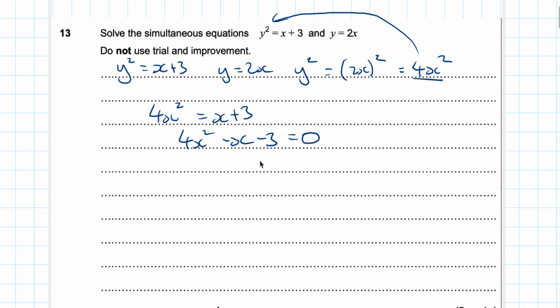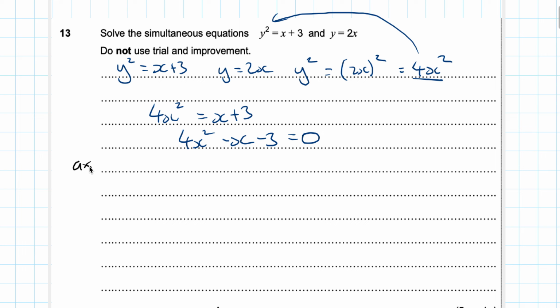There are two ways that you can do this. You can find the quadratic formula and solve it that way. You could use what I call the Wendy method, which is what we're going to show, or you could complete the square and find the x values. Any of those three methods will work. We're going to use the Wendy method.